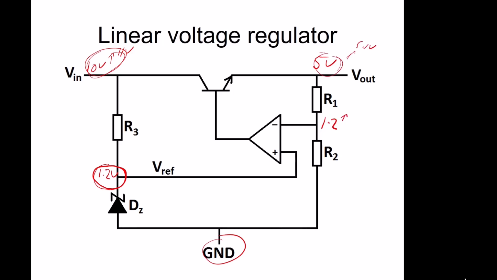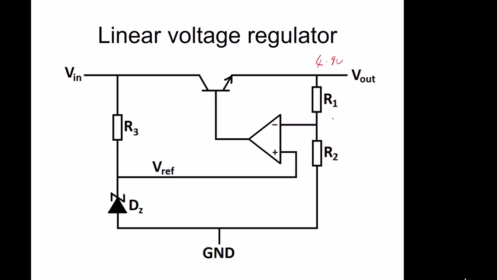If this goes slightly higher, then this is going to be at a slightly higher voltage than our reference here of 1.2 volts. So this is going to be a negative output, and this is going to switch off this transistor. So this transistor is now switched off, so no current's allowed to flow through here. So this output voltage, you're losing current through the load in this direction, so this voltage is going to drop. Now this voltage might drop and go down to 4.9 volts.